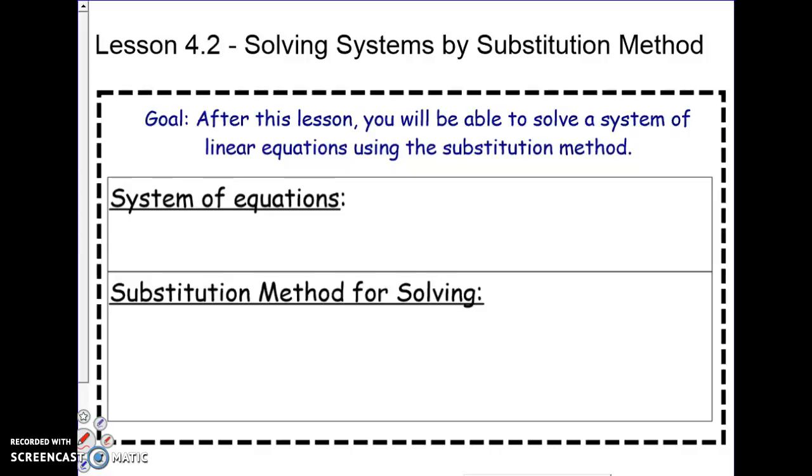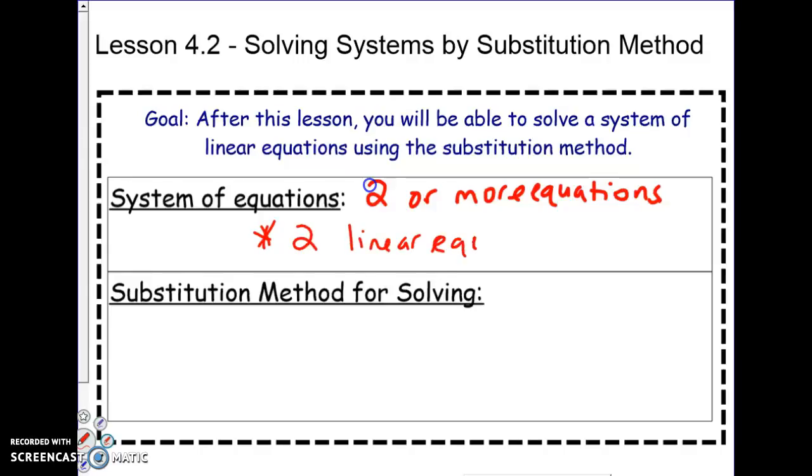Alright, so first of all, let's remind ourselves what a system of equations is. It's basically two or more equations. So that means there are two rules that we have to set up, and we have to find the answer to both so that we have an answer for our real life problem. In this course, we're just going to look at two linear equations, but it doesn't have to be linear, and you might explore that in Algebra 2 or other math courses.